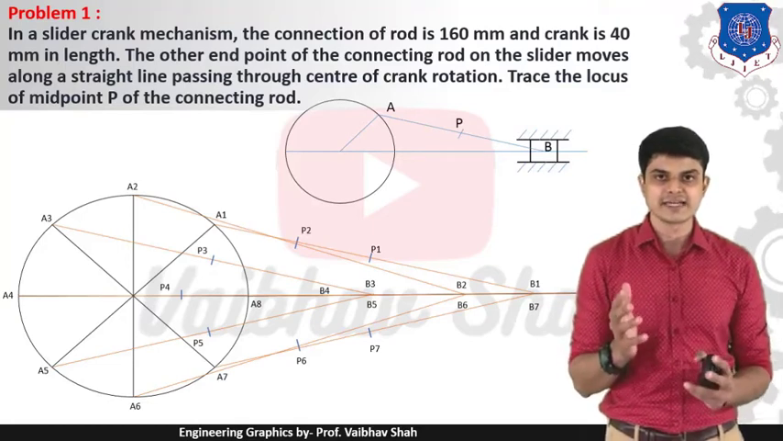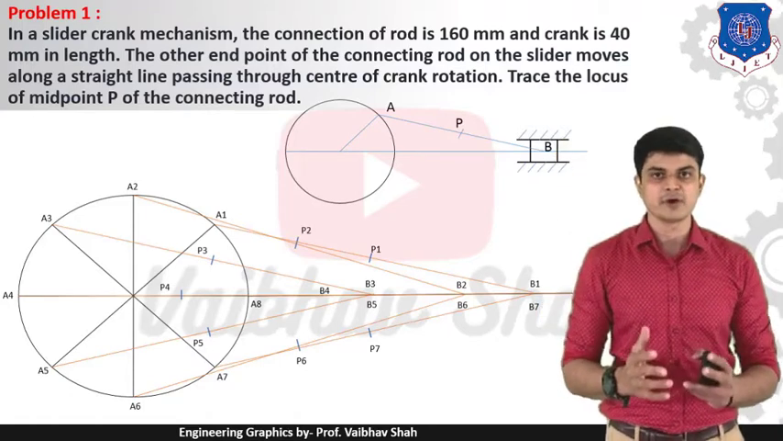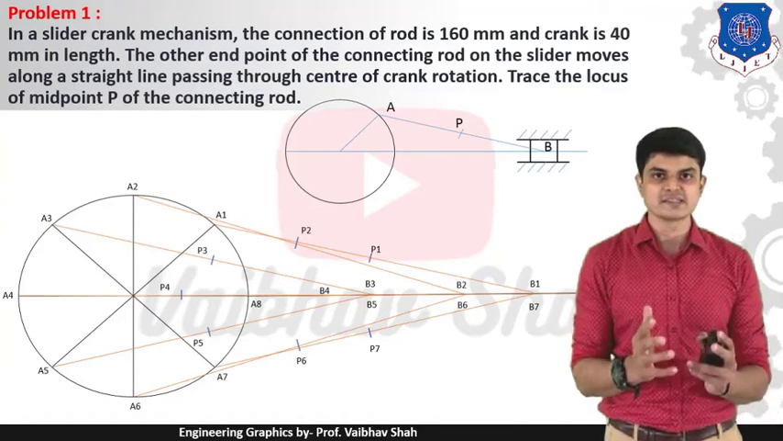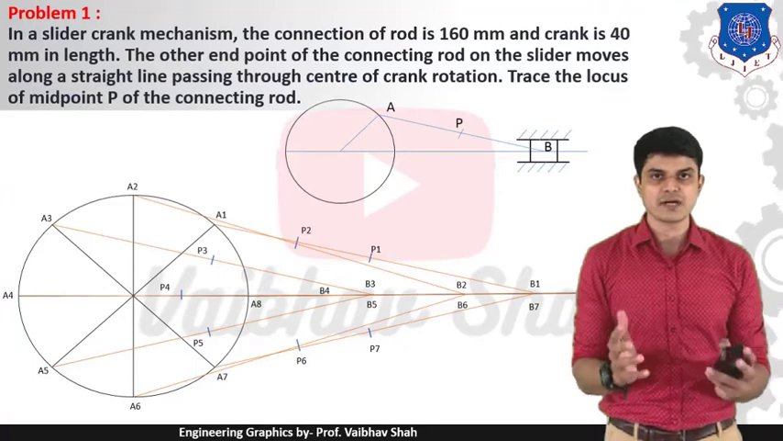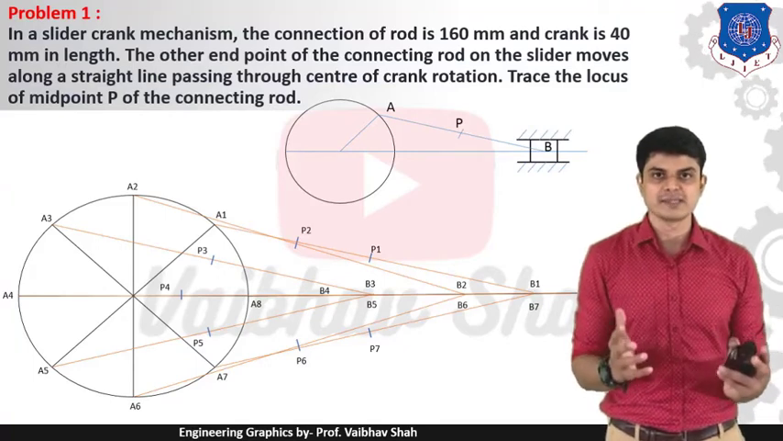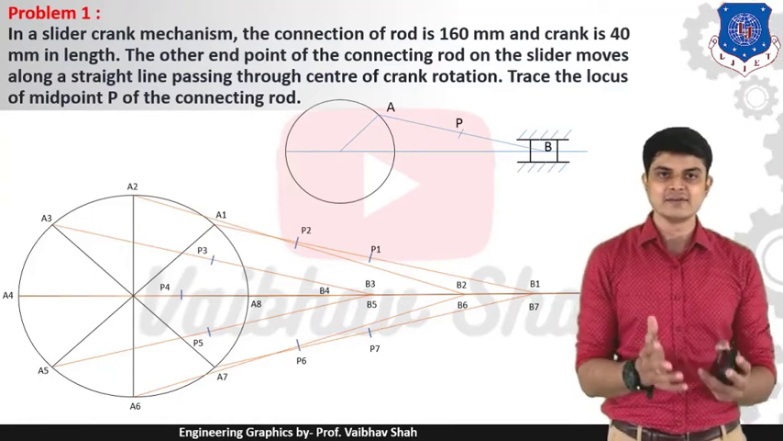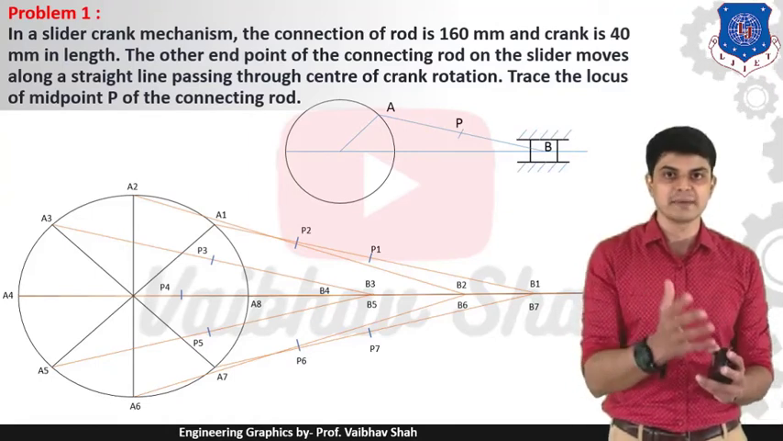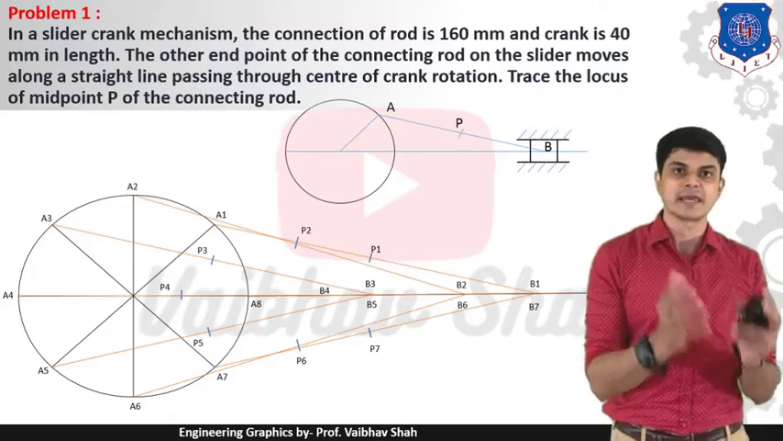Now let us read the example. Here it is said that you need to trace the position of the midpoint of the connecting rod. That means we need to trace the different positions of your center point. The center point's name is P. We just need to join P1, P2, P3, P4 by a dark line. It will give us one curve, which is nothing but the locus of point P, or the locus of midpoint P of your connecting rod AB.